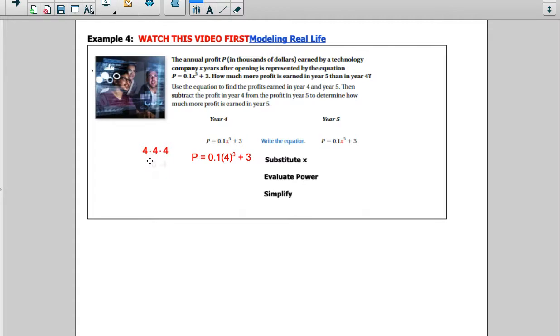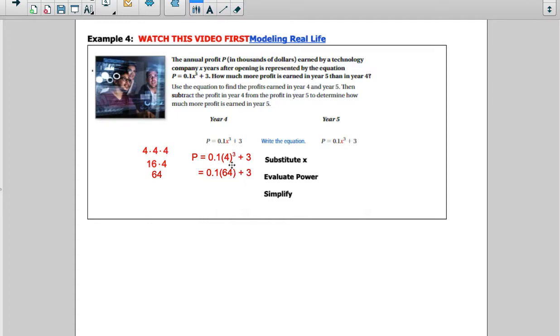So I start out by multiplying 4 times itself, and I got 16. And then I know now I have to multiply it by another 4, which gives me a total of 64. So I'm going to rewrite my equation now to show that I've done the exponent, to show I've resolved the power of 4 to the third power. So I get 0.1 times 64 plus 3.